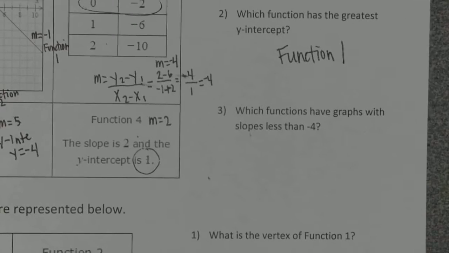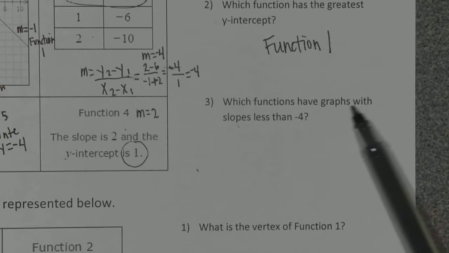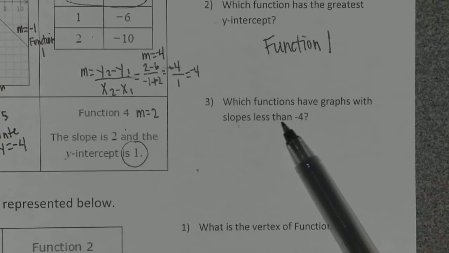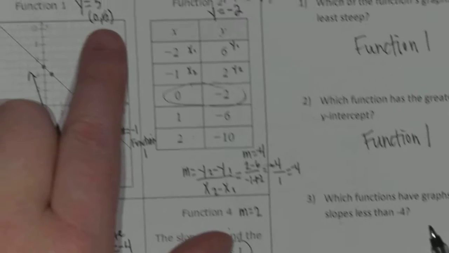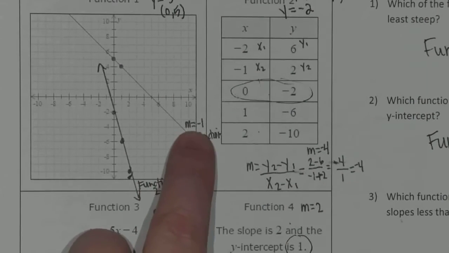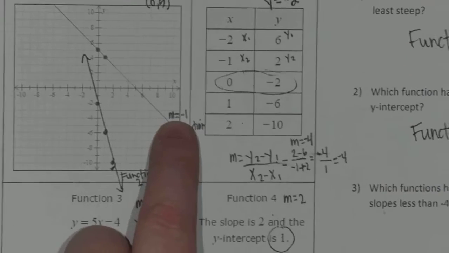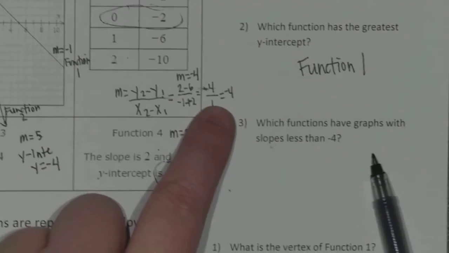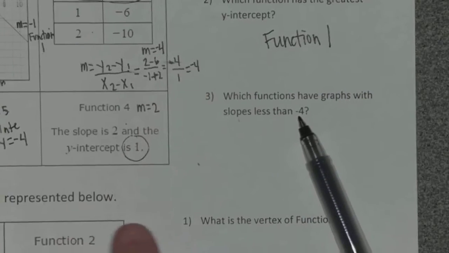All right, and then the last question to do with these ones says, which functions have graphs with slopes less than -4? So let's just look at them. Where's my slope on this one? Is -1 less than -4? No, so that one doesn't fit, right? My slope on this one is -4. Is -4 less than -4? No, so that one doesn't work either.